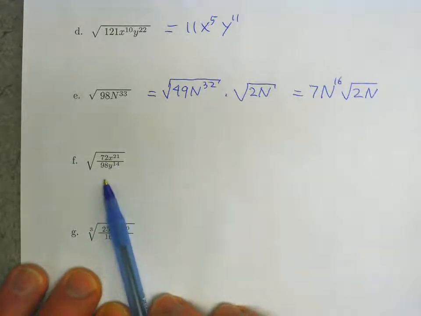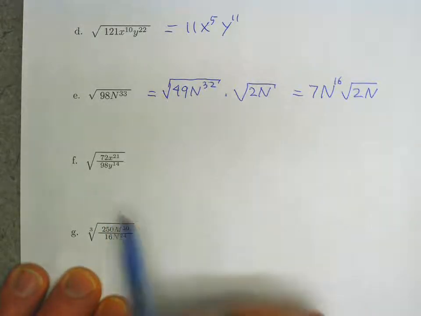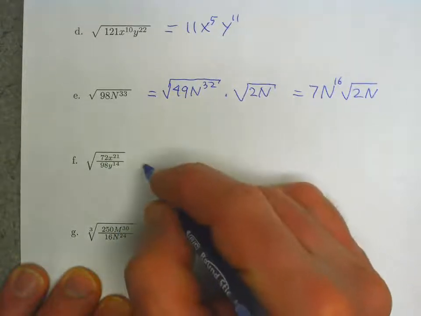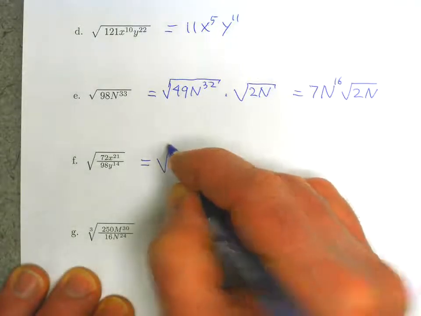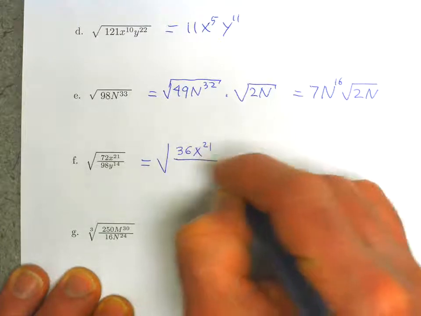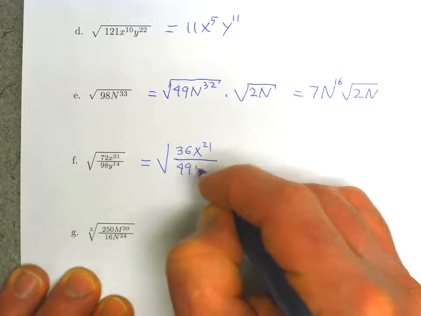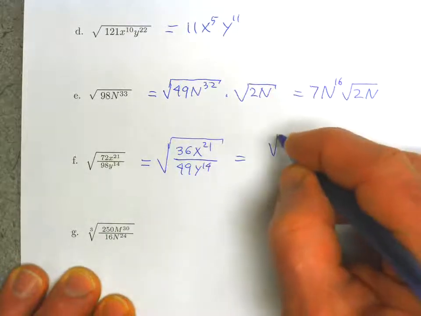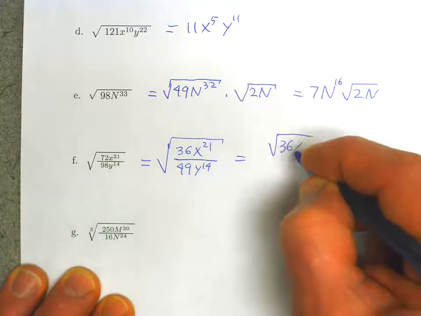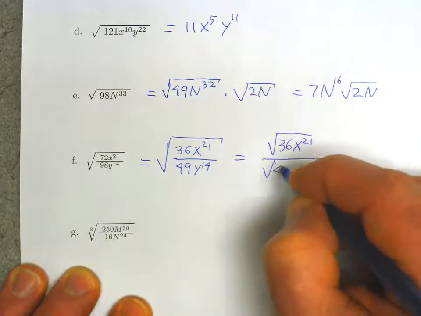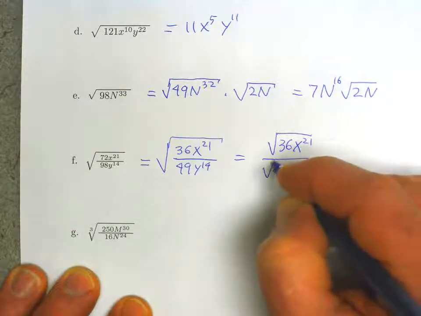Okay, in the next example, we have a square root of a quotient. So notice that the quotient can be written in lower terms, which is to our benefit. 72 over 98 can be reduced to 36 over 49. So we can write this as the square root of 36 times x to the 21st over 49 times y to the 14th. Then we can use the quotient property of radicals and write it as the square root of 36 times x to the 21st in the numerator, divided by the square root of 49 y to the 14th in the denominator.